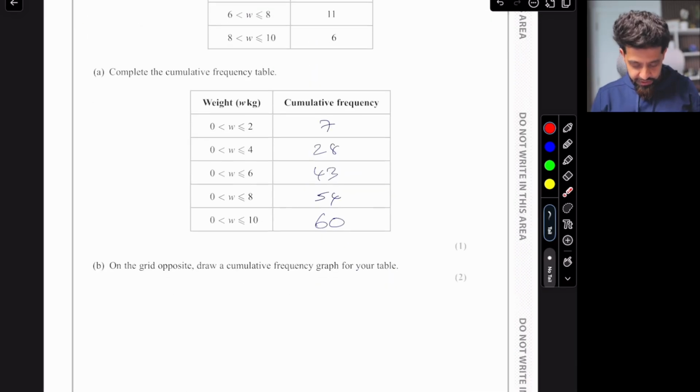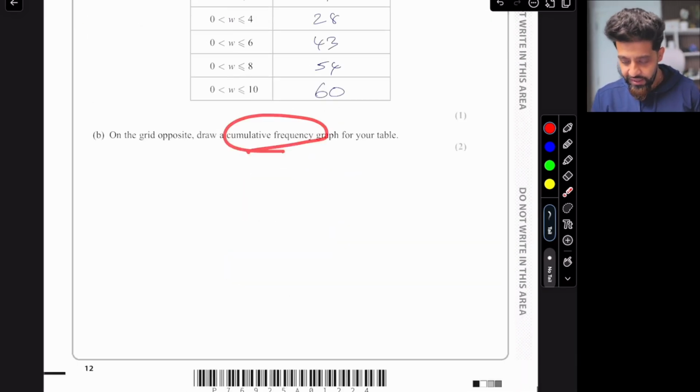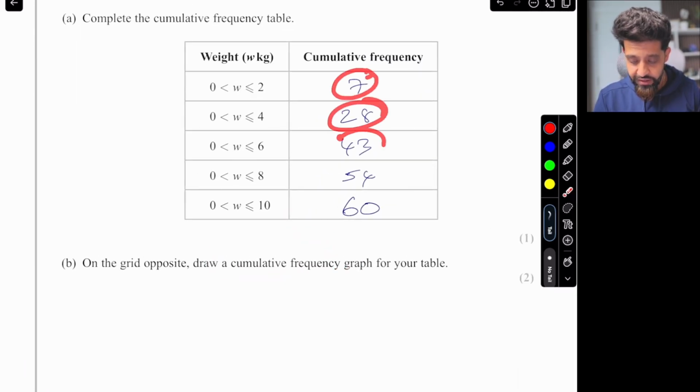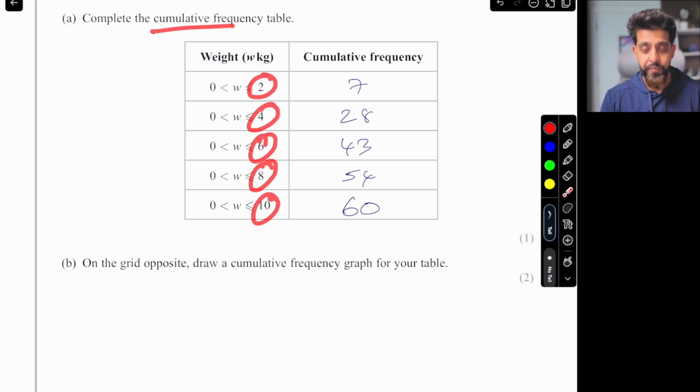Right, on the grid opposite, it's on the other side, draw the cumulative frequency. Now I just want to quickly show you something. The 7, the 28, the 43, where do they get plotted? Does that 7 get plotted above the 2, or above the 0, or midway? These are some of the questions students ask themselves in exams. Cumulative frequency plots against the upper value.